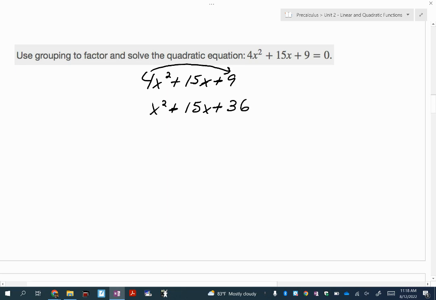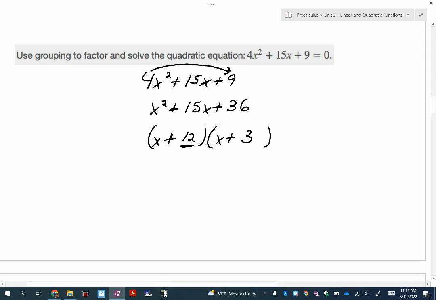Now you're going to factor this just as if it was the last two questions we did, where you write down your x times x, and we want factors of c, which is now 36, we've changed c, that add to b. So factors of 36 that add to 15. So that's 12 and 3. Okay, 12 times 3 is 36. 12 plus 3 is 15. Now that's the factor part.